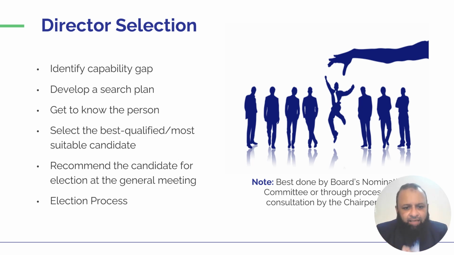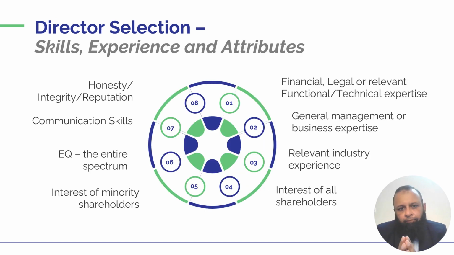How is a director selected? The first step is to identify a capability gap. The second is to develop a search plan for the board. Third is to get to know the person and select the best qualified, most suitable candidate. The fourth is to recommend the candidate for the election at the general meeting. And finally, the fifth step is the election process. These steps are usually performed by the board's nomination committee.